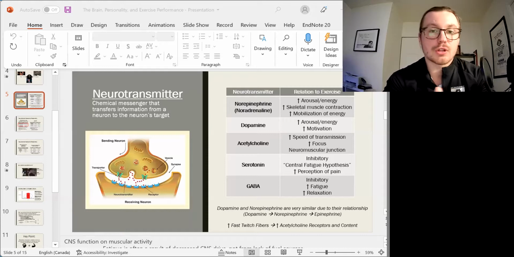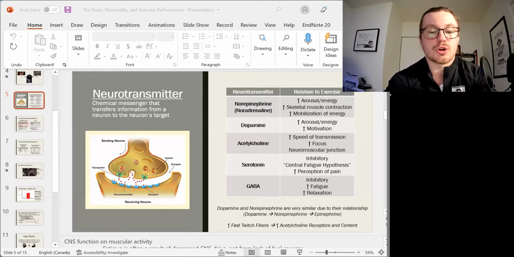The 5 neurotransmitters that my research primarily looks at are norepinephrine or noradrenaline, dopamine, acetylcholine, serotonin, and GABA. I'm going to quickly go over each of the neurotransmitters and some of their functions or relation to exercise. Norepinephrine is very much involved with an increase in arousal or energy.